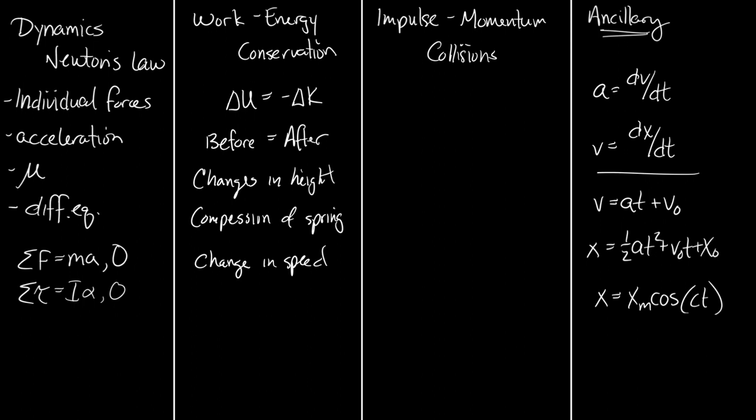Conservation of energy was really good at telling you how high something went, how fast something was going, and how far the spring was compressed. Right? It used different versions of potential energy and different versions of kinetic energy.